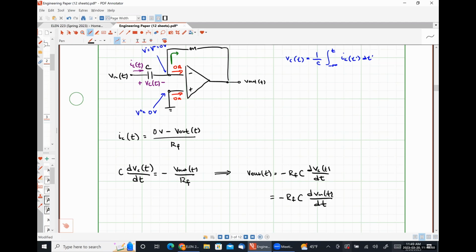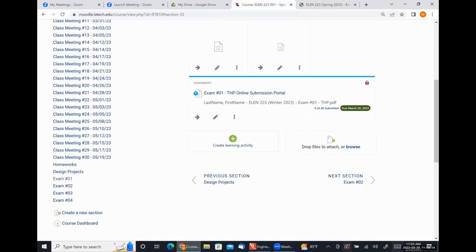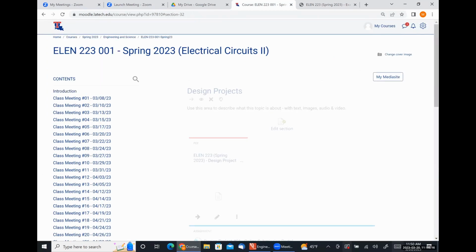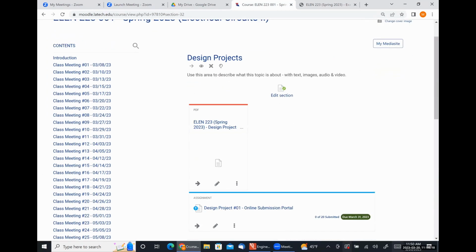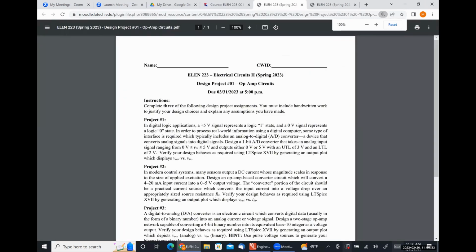So we see that our output signal is just a scaled version of the derivative of our input signal. Now, when we are implementing a differentiator like this, which I am going to, I don't remember if it's a take-home test question or a design question. So let's find out. Design projects. Project number 1.